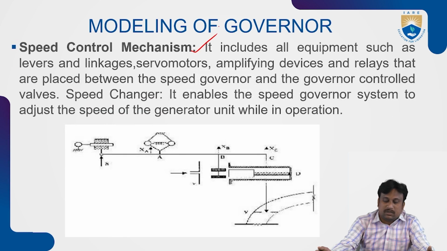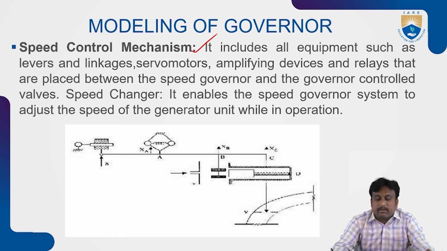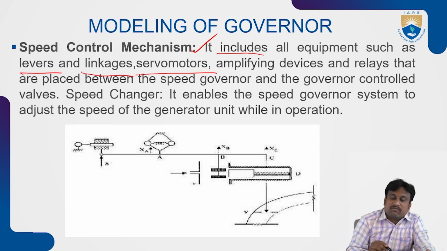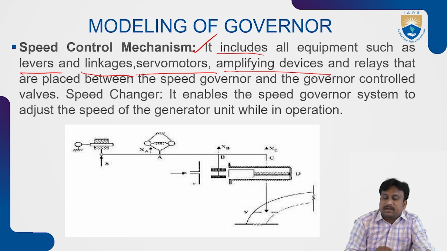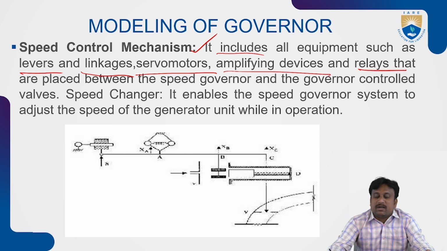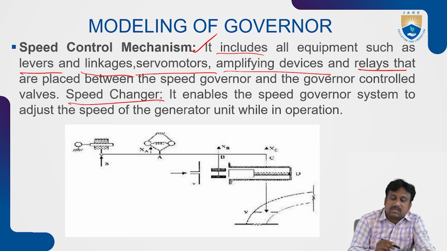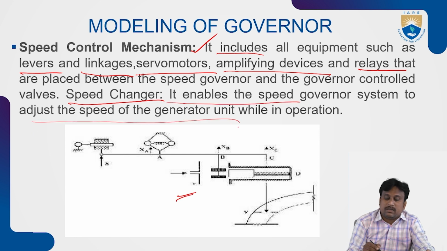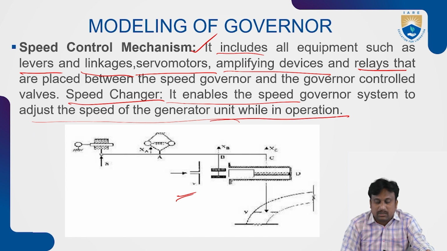So we can observe the block diagram of the speed control mechanism. Here it includes all the equipment like levers and linkages, servo motors, amplifying devices, and relays that are placed between the speed governor and the governor controlled valves. A speed changer is introduced in this system, which enables the speed governor system to adjust the speed of the generator unit until it takes into operation.